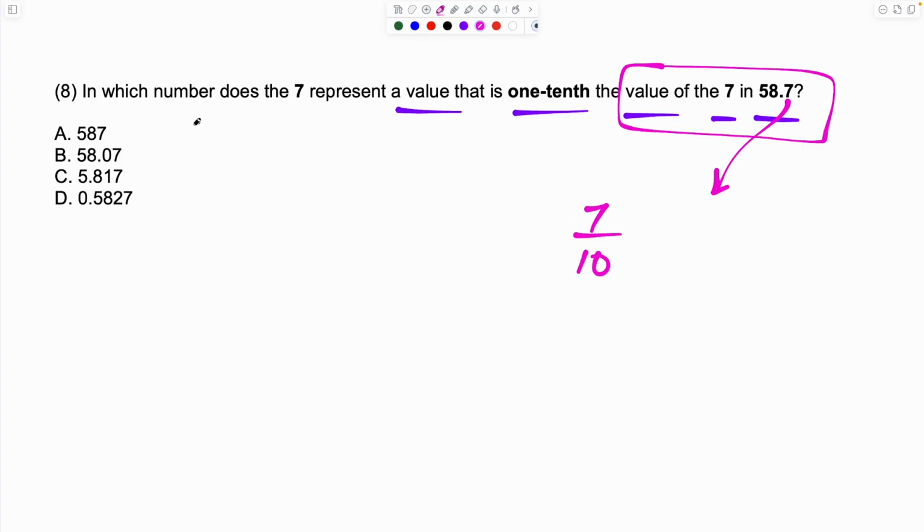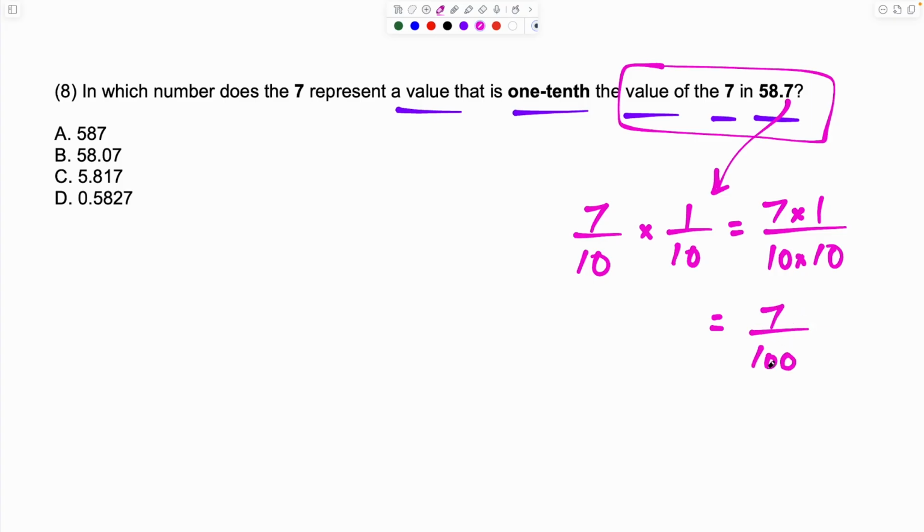And if I want to find one that is 1/10 the value of 7/10, then I just have to multiply 7 over 10 by 1 over 10. Okay, so I'm doing 7 over 10 times 1 over 10. And when I multiply fractions, I do the numerator times numerator over denominator times denominator. So what I'm looking for is an answer choice that has a 7 in the hundredths place. Because once again, if I say this in words, this would be 7 and then hundredths. Okay, so I'm looking for 7 hundredths.